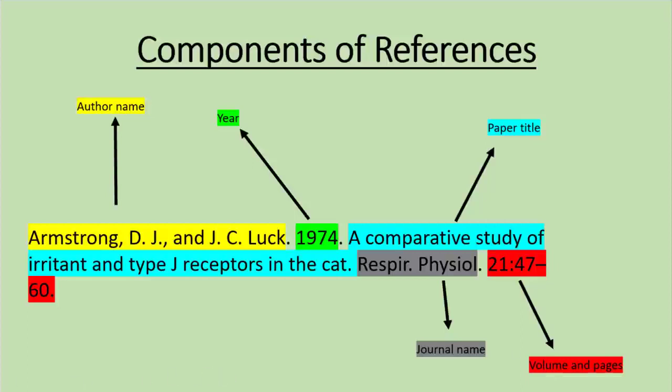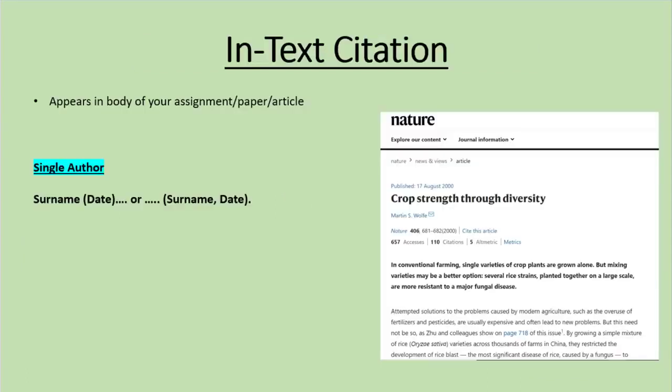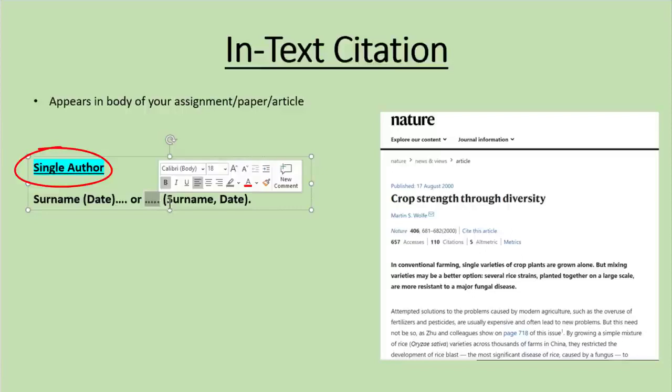Now let's do some examples of in-text citation. So I already mentioned that citation appears in the body of your assignment. So this is the title here in this example, Crop Strength Through Diversity, that is a title, and this is a body. And this is written by a single author. So whenever there is a single author, citation will look something like surname, bracket date, then the start of the sentence, then the sentences, and if it is going to appear at the end, then it will look like, end of sentence, you write something here, and then surname, which is Wolfe here, and date.